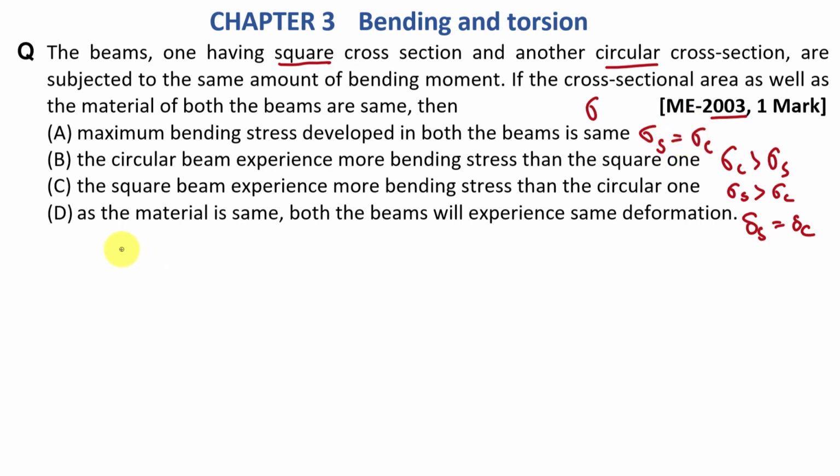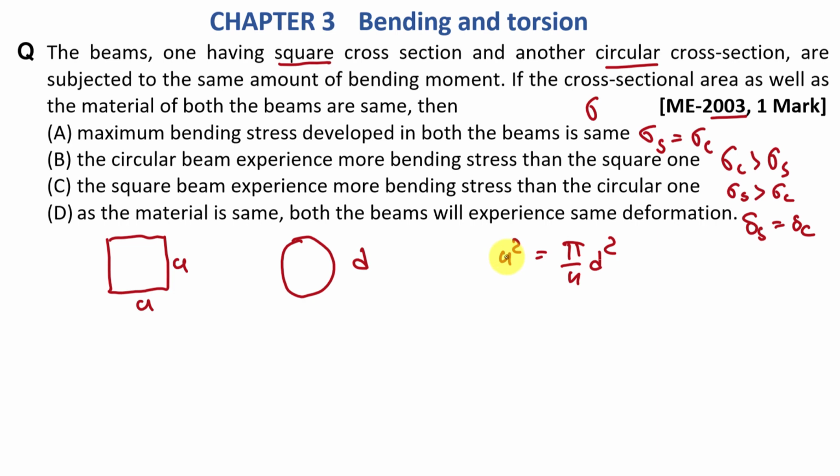Fine. Now let's say square cross section of beam is having side a and circular cross section of beam is having diameter small d. Now in the question it is given that cross sectional area is same for both these beams. So we can say that a square is equal to pi by 4 d square. Right? This a square is area of this beam and this pi by 4 d square is area of this beam.